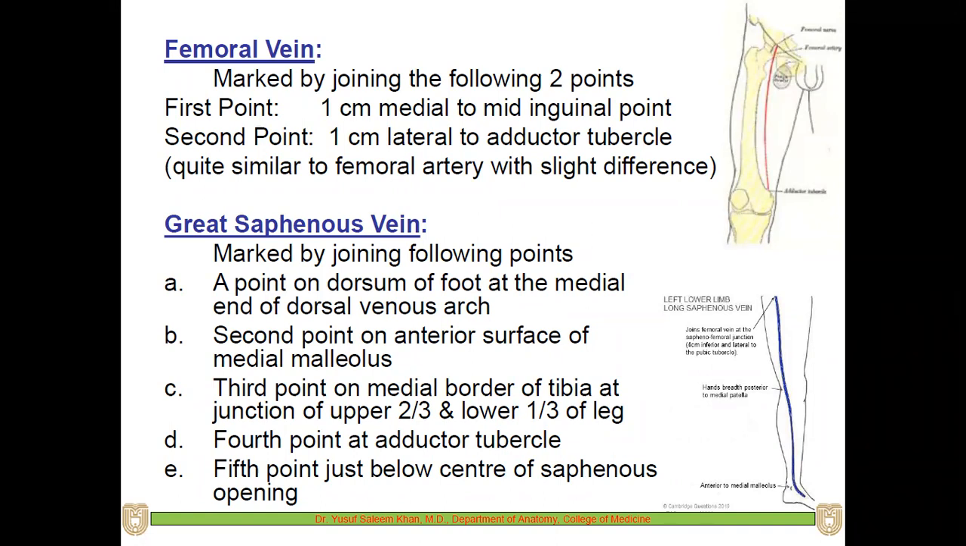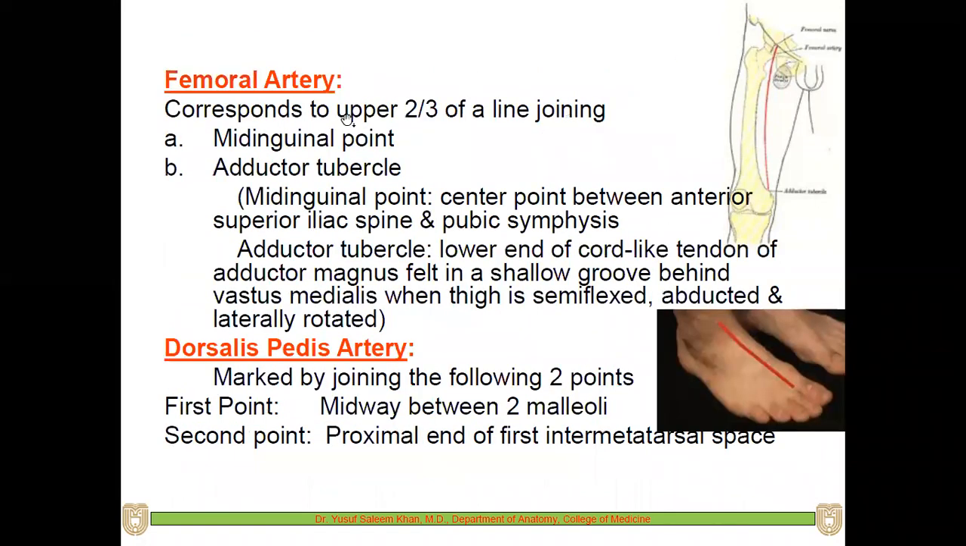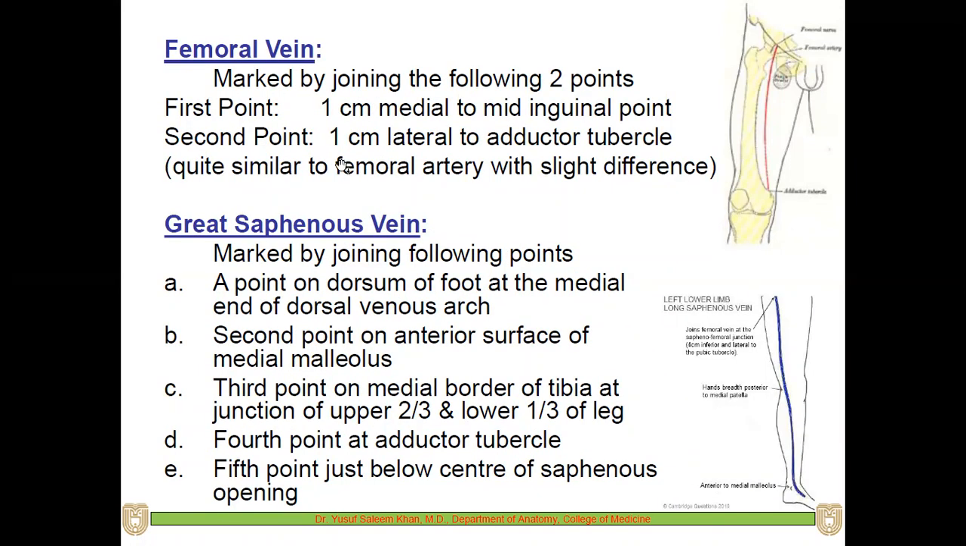Then the second point will be 1 centimeter lateral, just lateral to the adductor tubercle. This is how you can mark the 2 points. Lateral will be towards this side, adductor tubercle will be here. In the artery it was exactly at these same points, mid-inguinal point and adductor tubercle. Here 1 centimeter medial on the top, and below we have 1 centimeter lateral, so that it becomes the vein, not the artery. Quite similar to the femoral artery with a slight difference, as I said. So 1 centimeter medial on the upper end, and at the lower end 1 centimeter lateral. The points are the same.